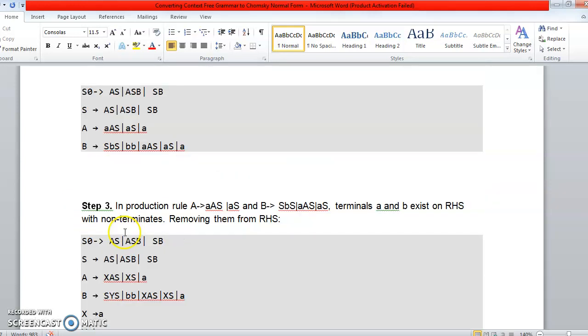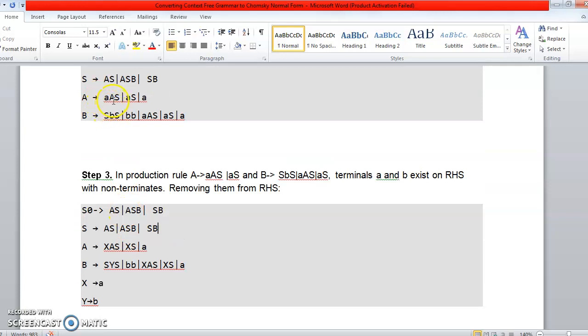In the third line, what we have found is AAS. So here we introduce capital X newly, and AS and capital X for this. So here we use the capital X, which will eliminate it: X produces small a. So from this line we can find that there is no mixture of the terminal and non-terminal.